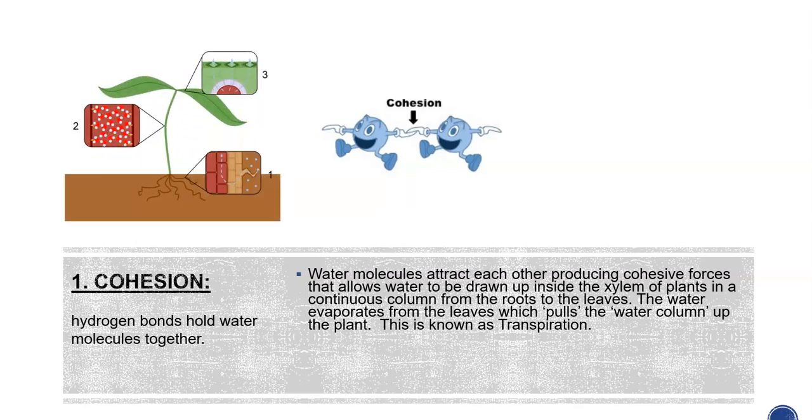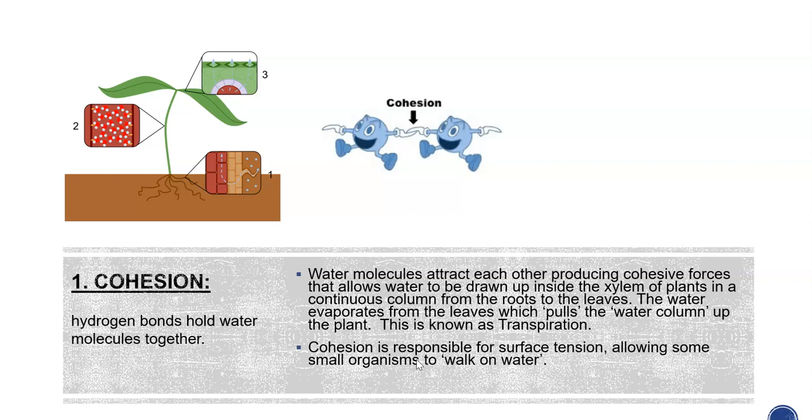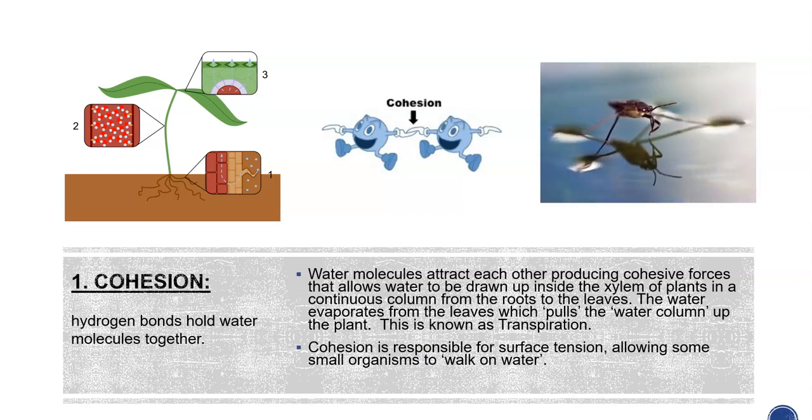You can see that in that diagram there. The water's being pulled into the roots by the column of water being pulled up the stalk of the plant, and then the water evaporating out the stomata on the leaves. Cohesion is responsible as well for surface tension on water bodies, allowing small organisms to look as if they're walking on water. So here we've got our pond skipper, so we call them in England, and they actually look like they're walking on water, and the reason for that is the cohesion between the water molecules in water.